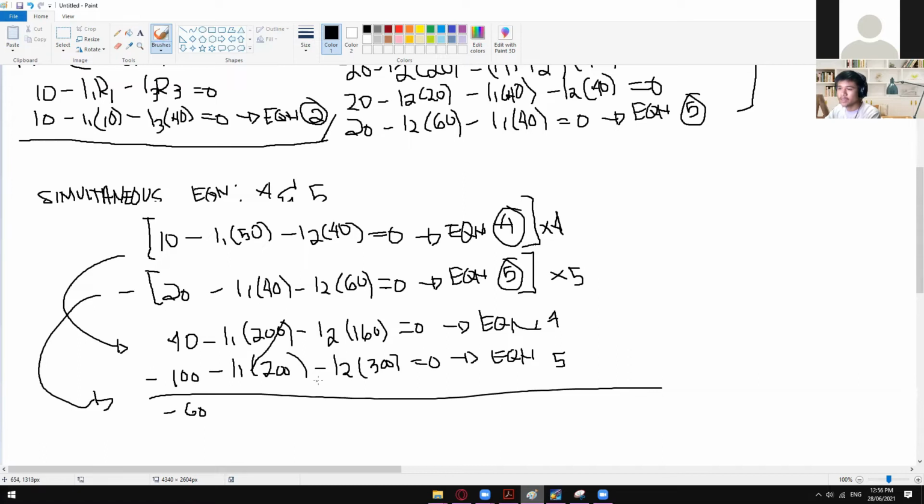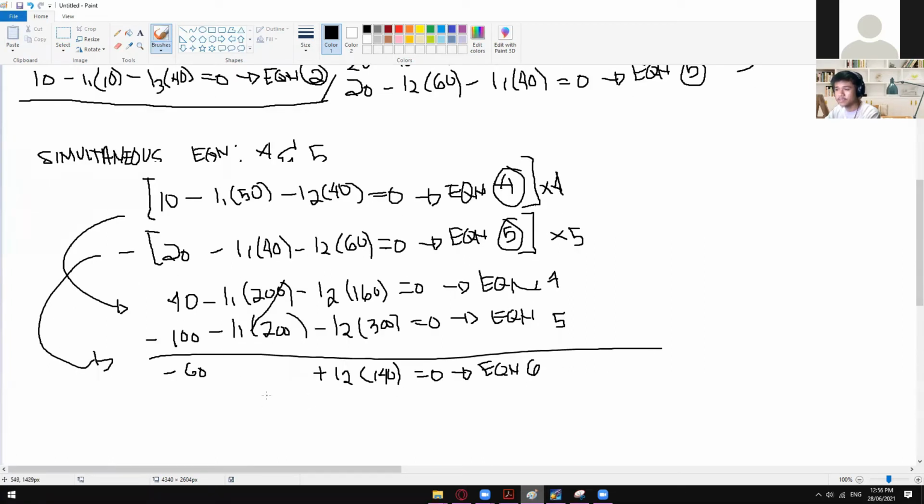And then in here, negative plus negative will become positive. So positive 300 minus 160 is equal to positive 140. 140 is equal to zero. So we could now call this one your equation number 6. And then in this equation number 6, we can now solve for the value of your I2 since we now have only one unknown. So this one will become negative 60 plus I2 times 140 is equal to 0.